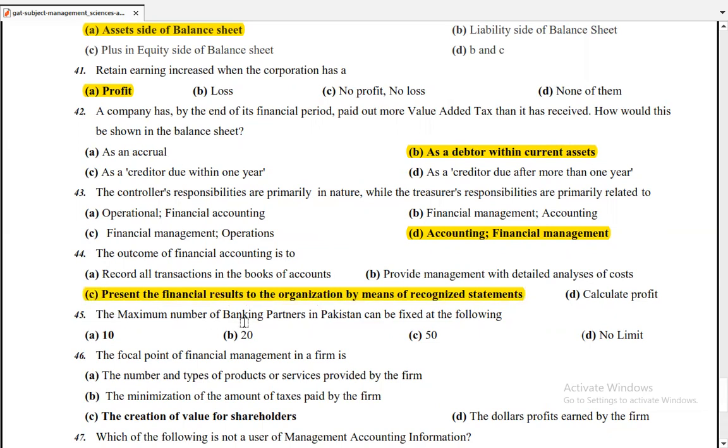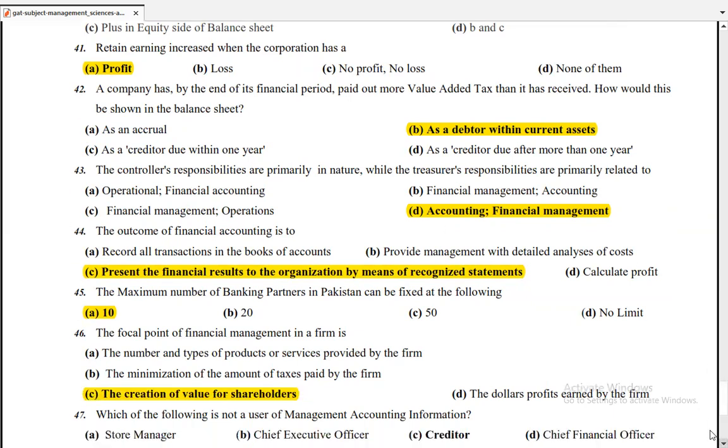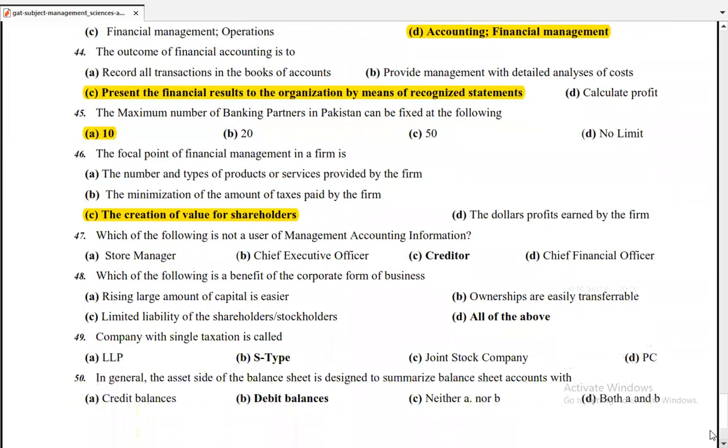The maximum number of banking partners in Pakistan can be fixed at the following. It is 10. The focal point of financial management in a firm is the creation of value for shareholders. Which of the following is not a user of management accounting information? It is creditor. Option C.